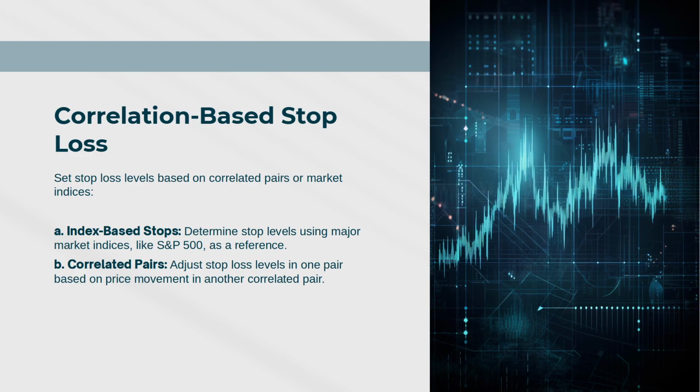Correlation-based stop-loss. Set stop-loss levels based on correlated pairs or market indices. Index-based stops. Determine stop levels using major market indices like the S&P 500 as a reference. Correlated pairs. Adjust stop-loss levels in one pair based on price movement in another correlated pair.